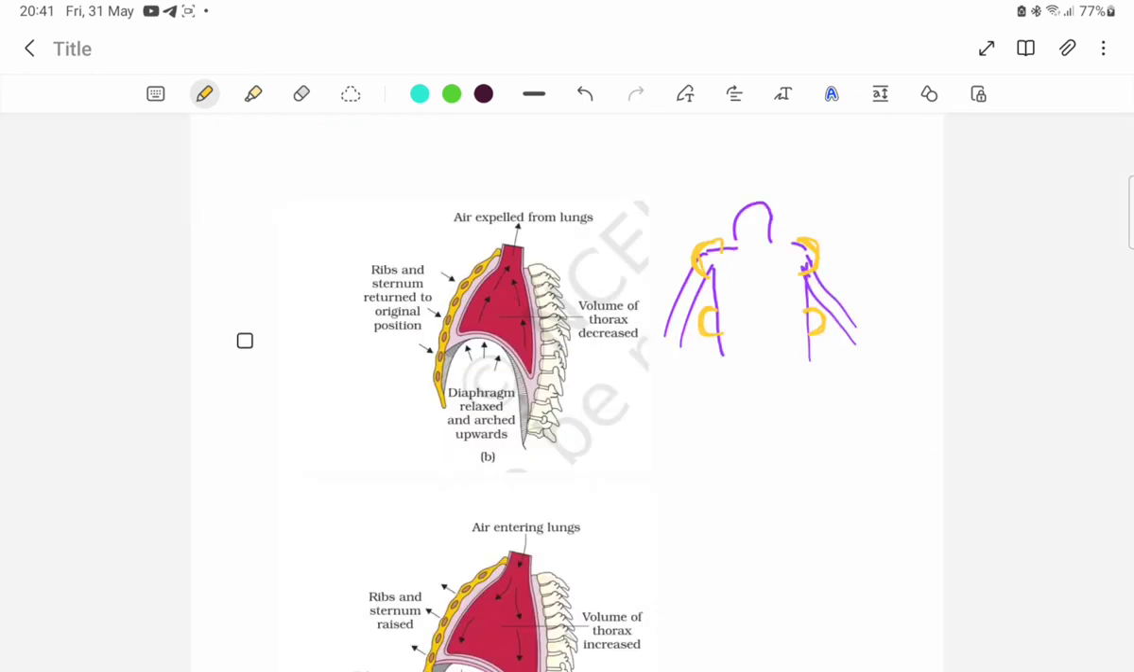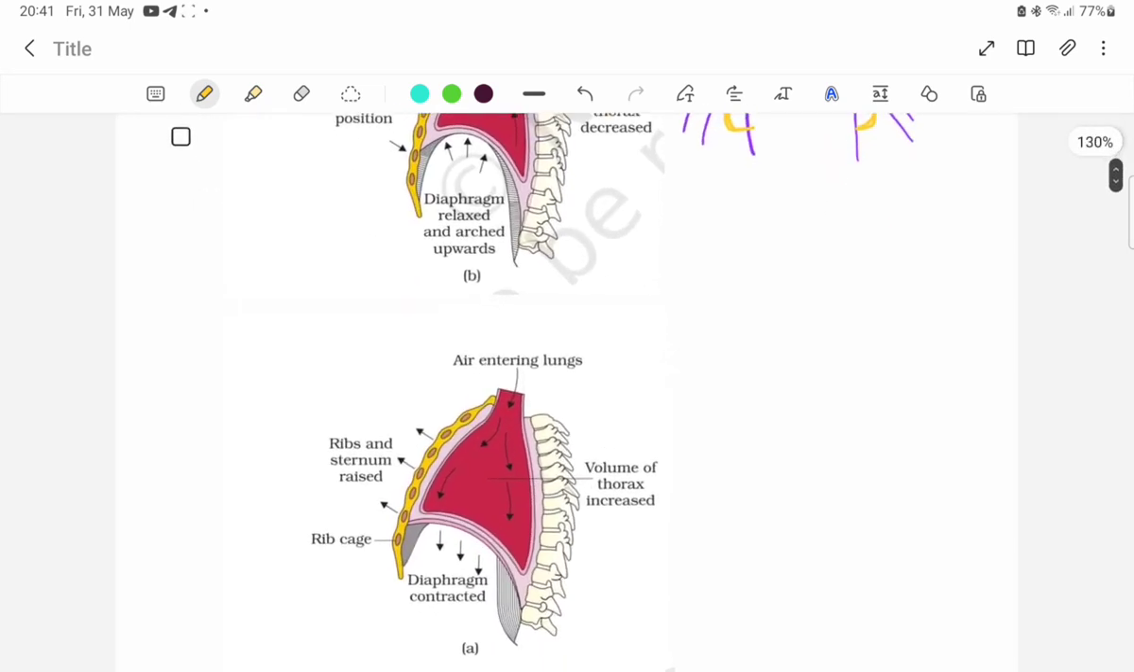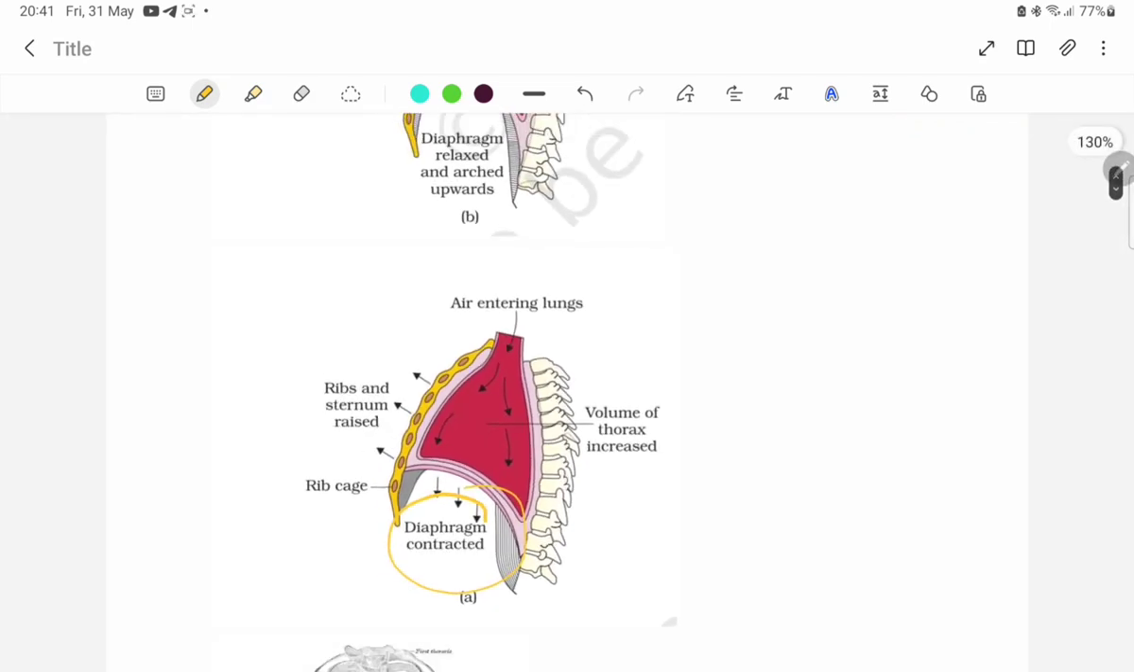First step, I told you to keep your hands on the hips, near the rib cage, actually. That time you will be able to feel something going down. That is nothing but the diaphragm going down. This is the diaphragm. Whenever you are breathing in, the diaphragm will contract. Now here comes the question. Whether inspiration causes diaphragm contraction or diaphragm contraction causes inspiration. The answer is diaphragm contraction causes inspiration.